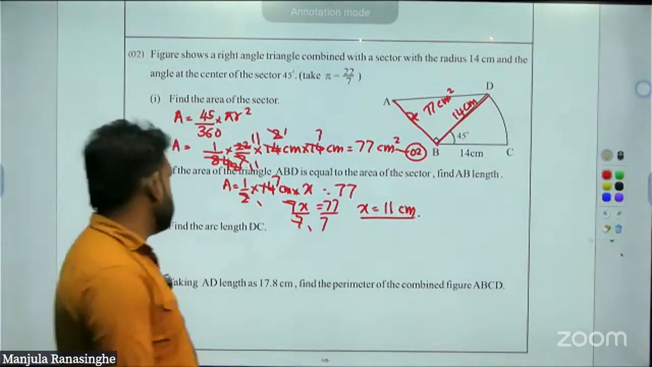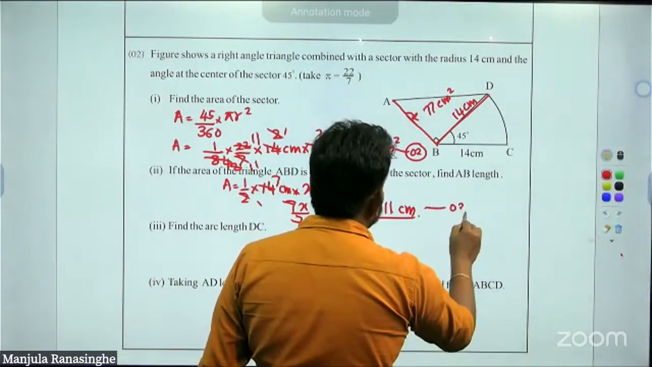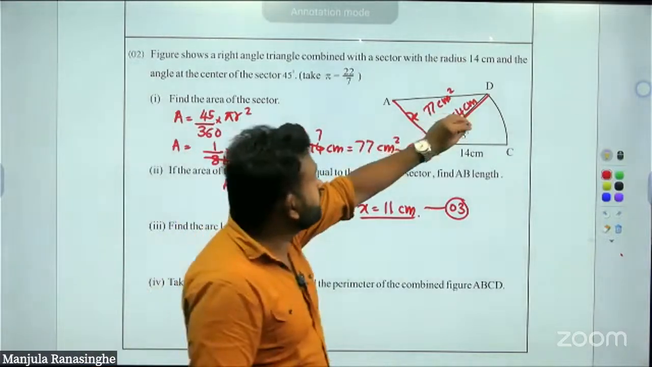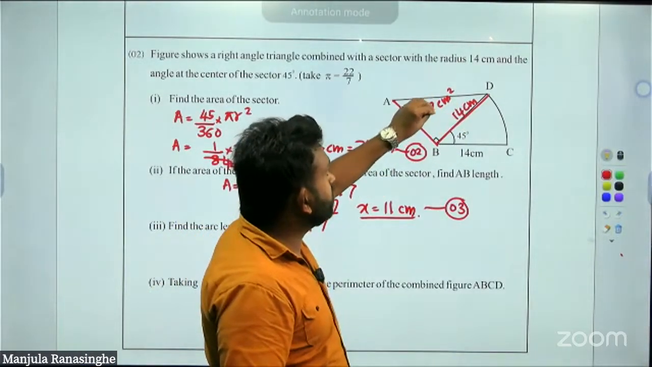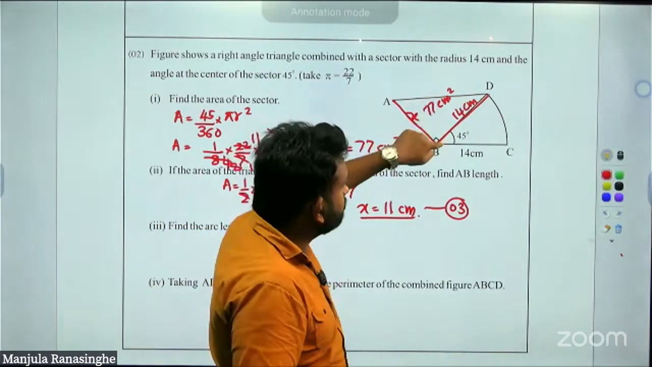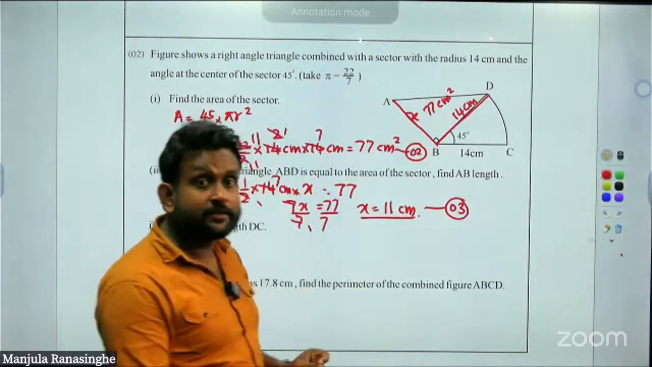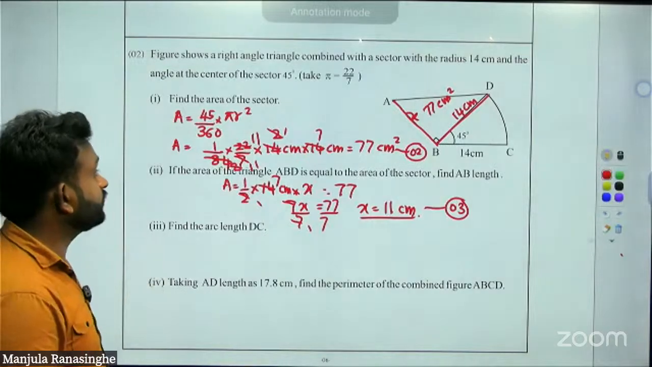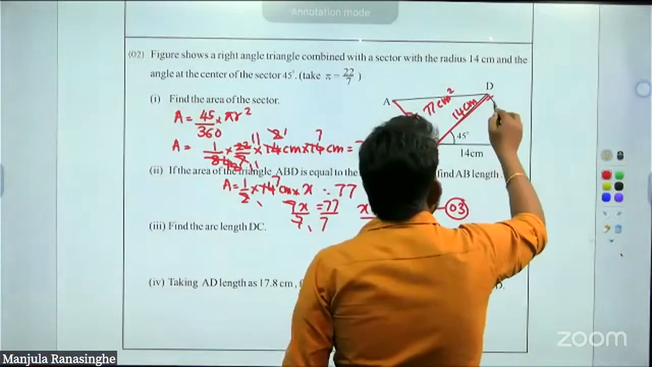Okay, for that one you have 3 marks there. What we did, the area of this sector is equal to the area of the triangle. Here one side is 4 centimeter, the other side is taken as x. Then find the arc length of DC. This is the DC arc length.